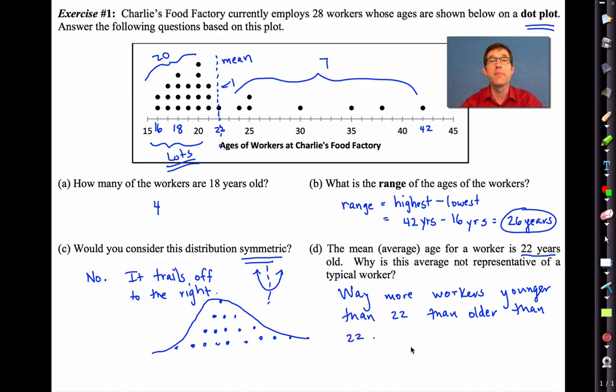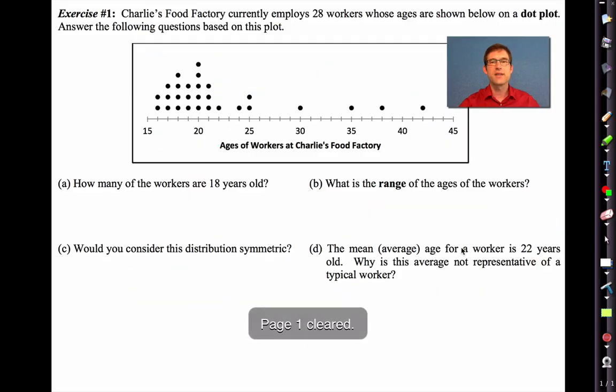Eventually, we'll talk about the median of a data set, and that would be way more representative here. But for right now, we're just trying to get a feeling for how we display data on graphs and how we read graphical displays of data. All right, I'm going to clear this out. Write down anything you need to. Okay, here we go. Let's take a look at the next page.